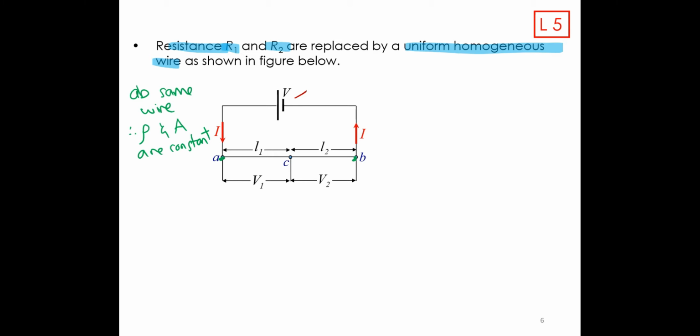Now we split your wire into two parts, AC and also CB. AC has its own length, L1, and CB also has its own length, L2. And of course, the potential differences differ for V1 and also V2.